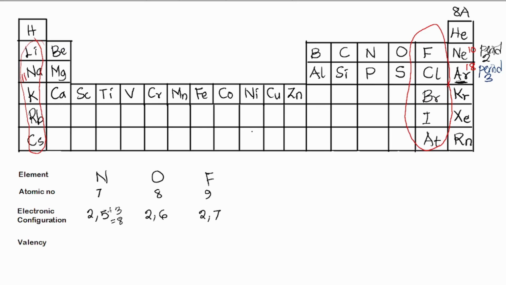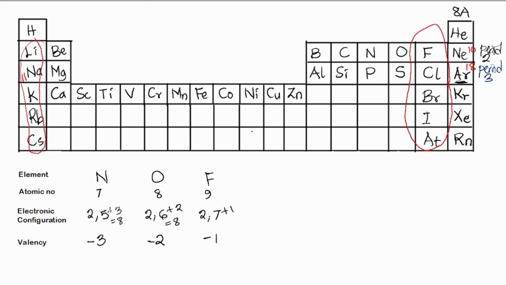So nitrogen will always try to gain 3 electrons to become like neon. Because it gains 3 electrons, the valency of nitrogen is 3, specifically -3. Similarly, oxygen needs just 2 electrons to get the octet configuration of neon. So it will gain 2 electrons, and therefore the valency of oxygen is -2. Similarly, fluorine needs 1 electron, and so it gains just an electron, and therefore the valency of fluorine is -1.